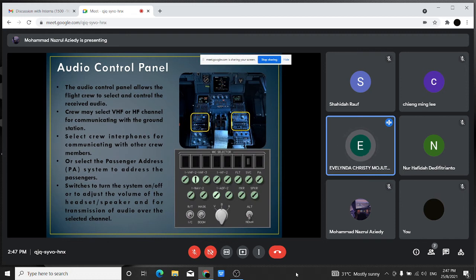The audio control panel allows the flight crew to select and control the received audio. From this panel, the crew may select the radio channel for communicating with the ground station. They can also select the interphone for communicating with other crew members, or the passenger address or PA system to address the passengers. The audio control panel also has switches that we use to turn the system on or off, or to adjust the volume of the headset or speaker, and for transmission of the selected audio channel.